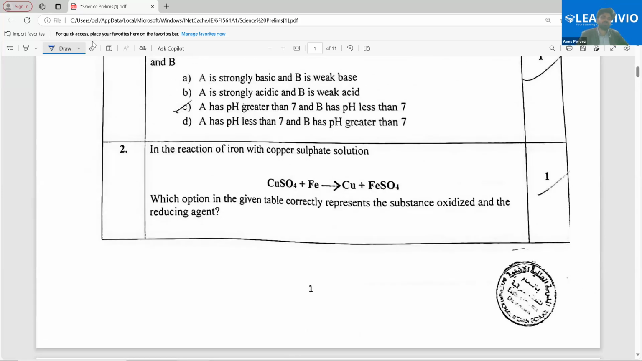Tell me, in this which is the oxidizing agent, which is the strong oxidizing agent? Question number 2. So it's asking the reducing agent and the substrate oxidized. So both will be Fe. The one which has oxygen is the oxidizing agent, right? Yeah, but it's not asking about the one that's oxidizing. It's only asking about the reducing agent and the substance that's being oxidized. Which option of the table correctly represents the oxidized substance and the reducing agent?